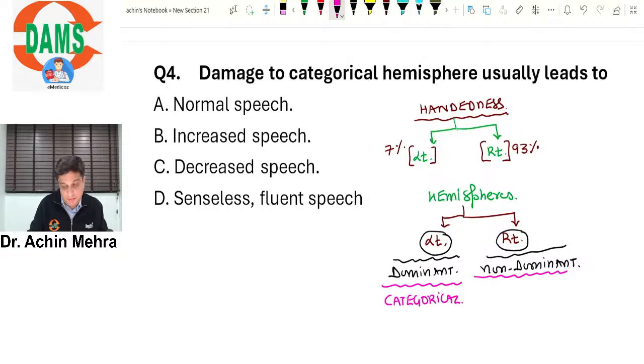The right non-dominant is known as the representative hemisphere. And the question lies in this knowledge: what is the categorical hemisphere? It's the dominant hemisphere. If you have damage over there, what kind of speech deficit are we going to have? Now look at the options. Normal speech is absolutely no. Increased speech, jargon, decreased speech, telegraphic, or a senseless fluent speech.